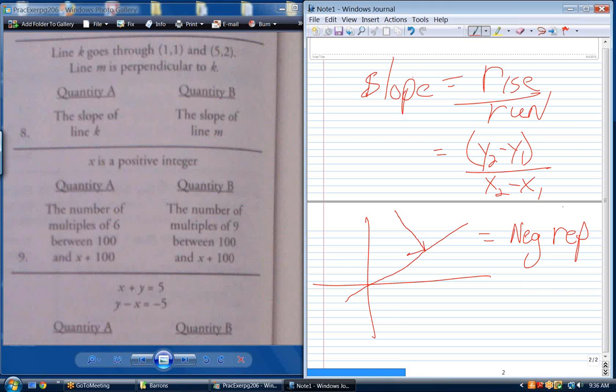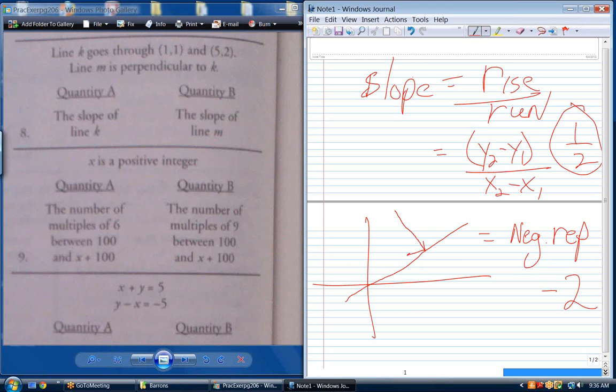So what's the negative reciprocal of 1/2? It's going to be -2. Okay. The key part being you said it was opposite. And that's all we need to know to answer this question, is that it's opposite. So clearly the positive slope is the larger number. And the positive slope was from line K. So quantity A is larger than quantity B.